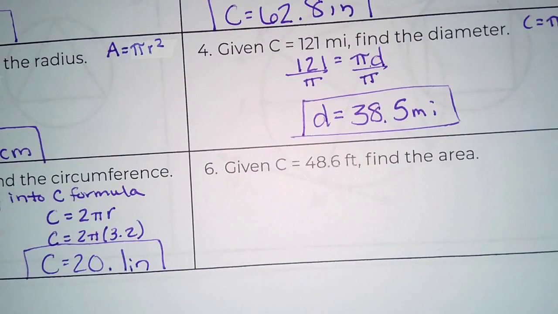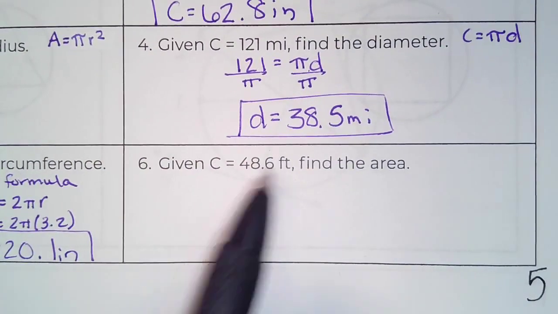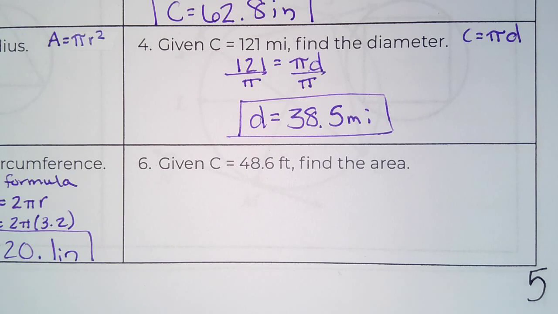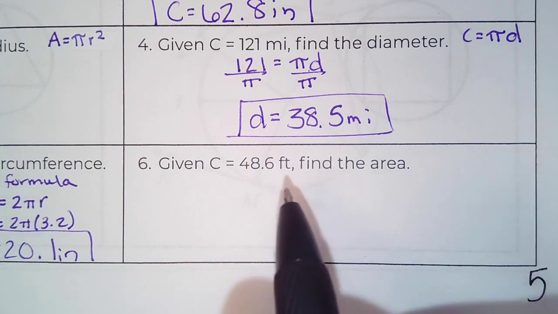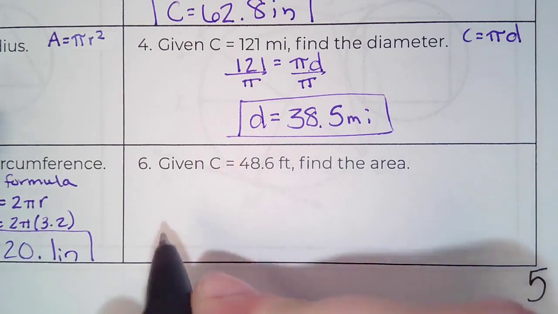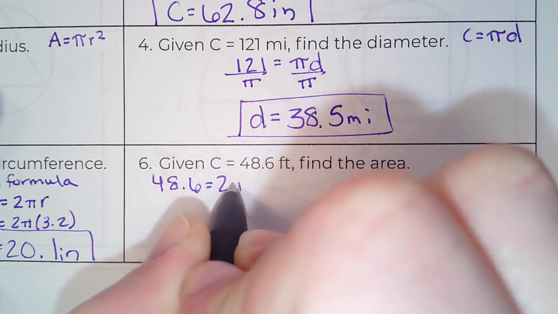See if you can do number 6. Okay, hopefully you've paused so you can check it with me now. We have the circumference. We want to find the area. So first we're going to set this equal to 2 pi r. So 48.6 equals 2 pi r.